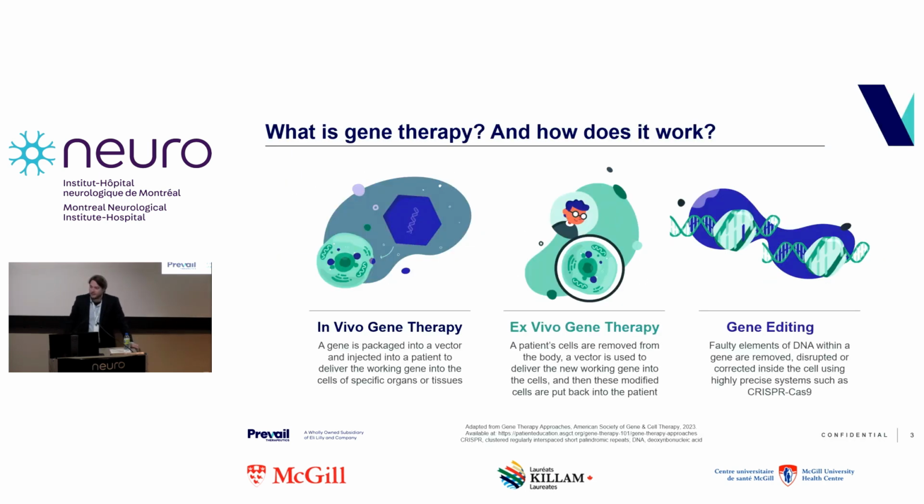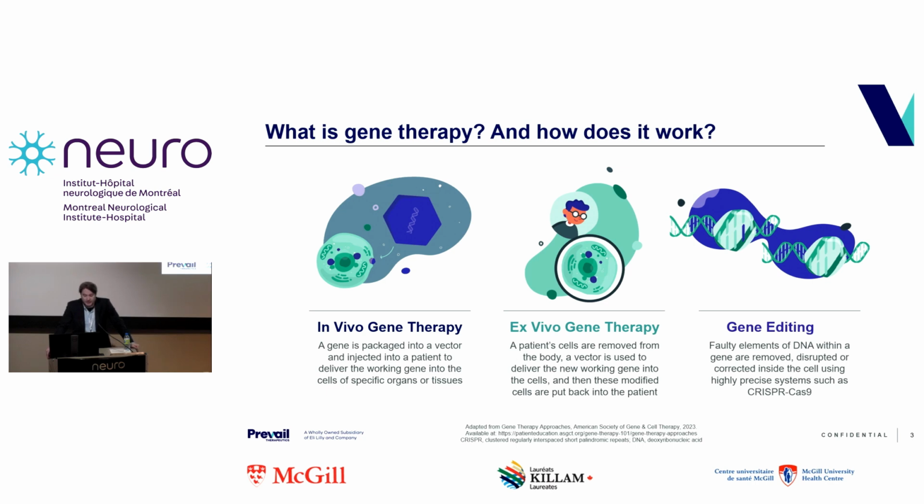Now, what is gene therapy and how does it really work? I have it categorized here in three subcategories: in vivo gene therapy, ex vivo gene therapy, and gene editing. In in vivo gene therapy, a gene is packaged into a vector, into a capsid, and that is a healthy copy of the gene. Then you administer this to the patient to deliver the working gene into the specific cells, tissues, or organs.